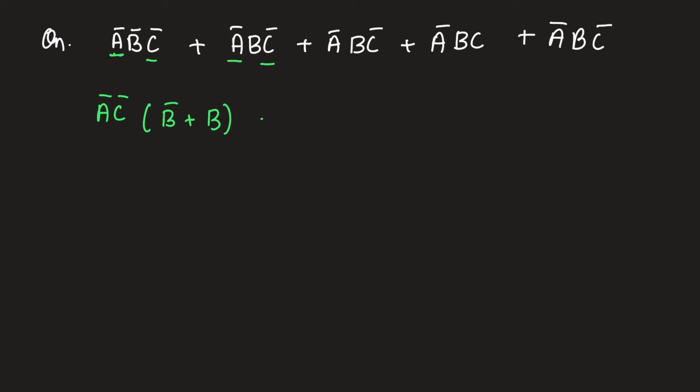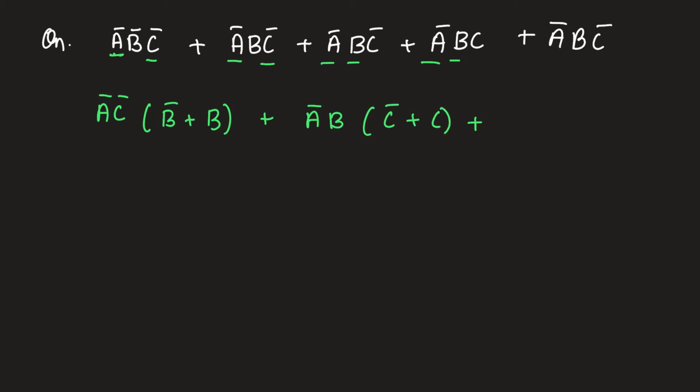Okay, now a plus sign. Let's see what we have common in the next two terms. We have a complement here and here. And no, c is not common, right? B is common. So that would give us, we'll take a complement outside and b complement outside, right? So we'll have c complement plus c.